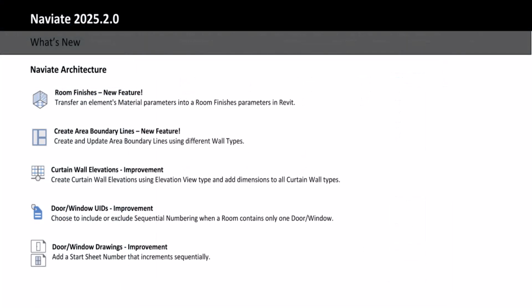Those were all of the new features and improvements in the 2025.2.0 release of Naviate Architecture. You're able to download these improvements for 2023, 2024, and 2025 versions from either the Naviate download page or from the My Symetri applications page.